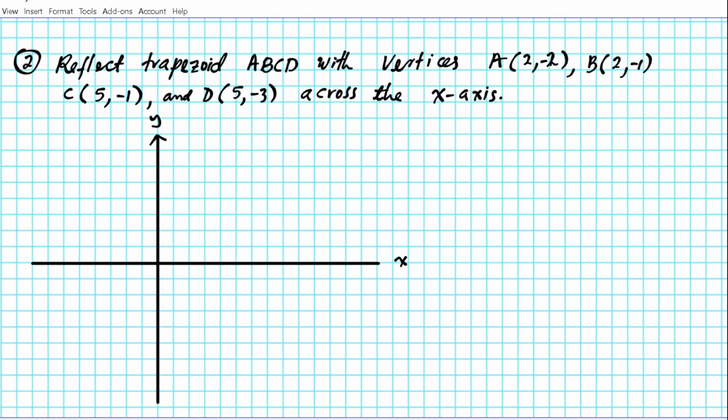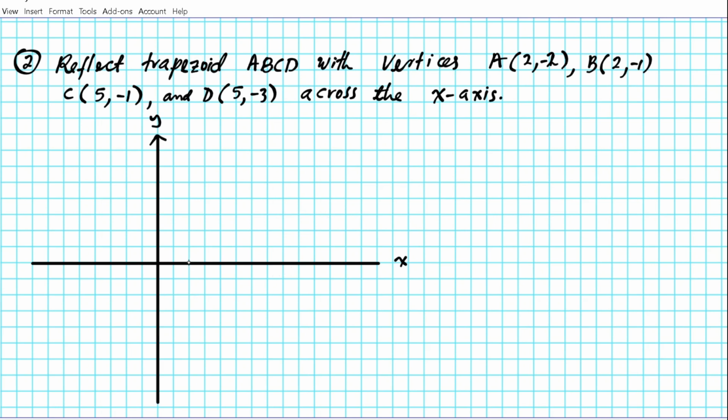Alrighty, let's take a look at question number 2. For question 2, we're looking at a quadrilateral this time. We're going to reflect trapezoid ABCD with vertices A (2, -2), B (2, -1), C (5, -1), and D (5, -3) across the x-axis. We're going to get started by drawing the pre-image first, trapezoid ABCD.